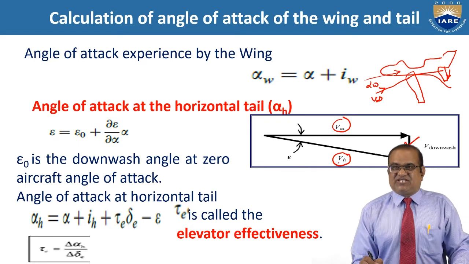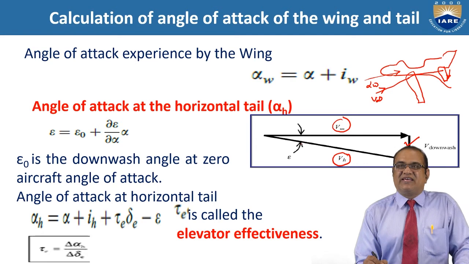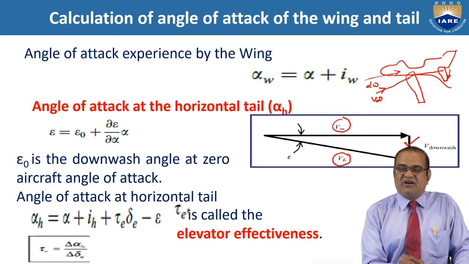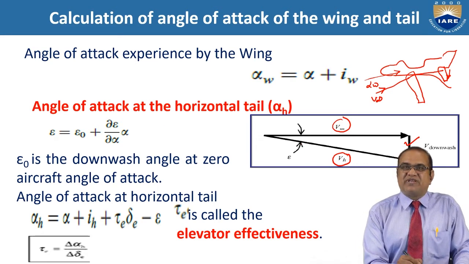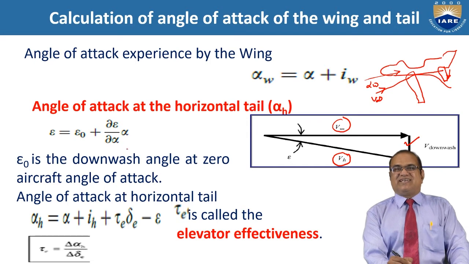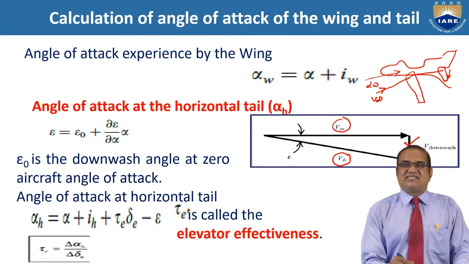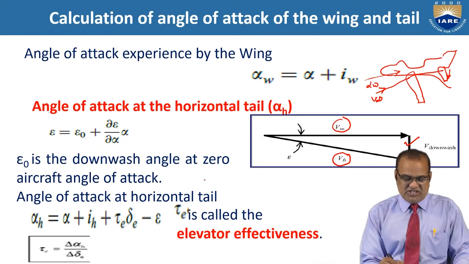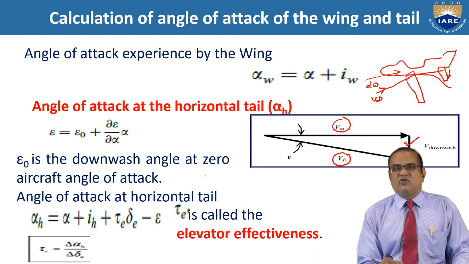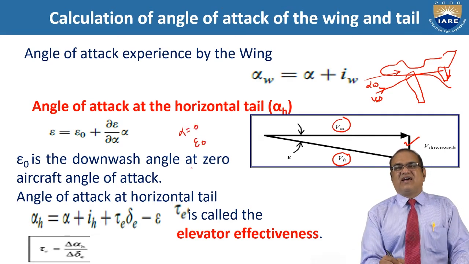Because of this, how do we calculate the epsilon? Epsilon is equal to epsilon naught plus d epsilon by d alpha into alpha, where epsilon naught is the downwash angle at zero aircraft angle of attack. So when alpha is equal to 0, at that time you will get epsilon naught.